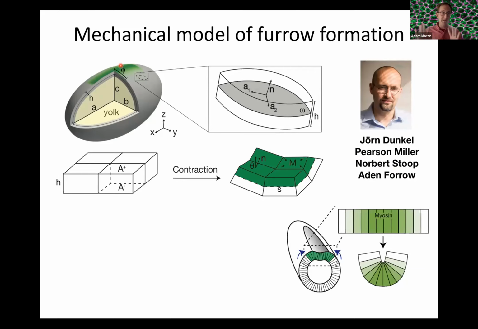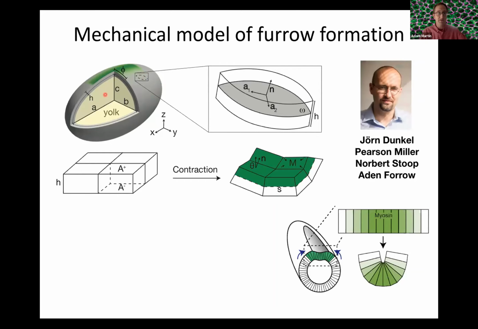And this is a very simple model, but I'll show you how it captures some of the essential features of the system. The model is a Koiter shell model, and basically they modeled an elastic shell that's roughly the same shape as a Drosophila embryo.